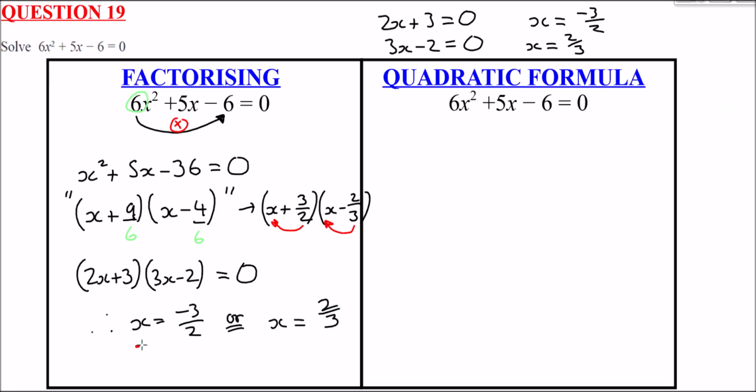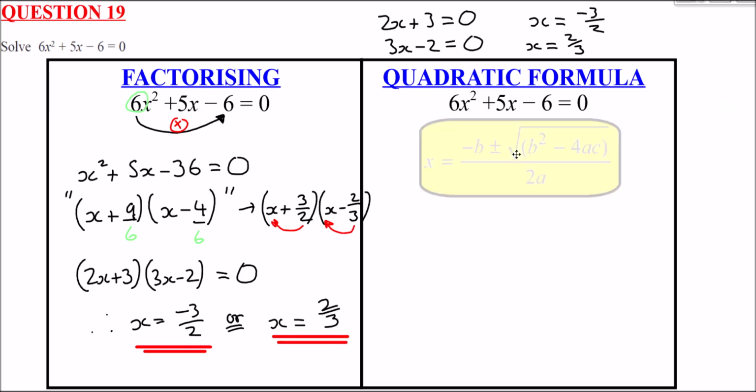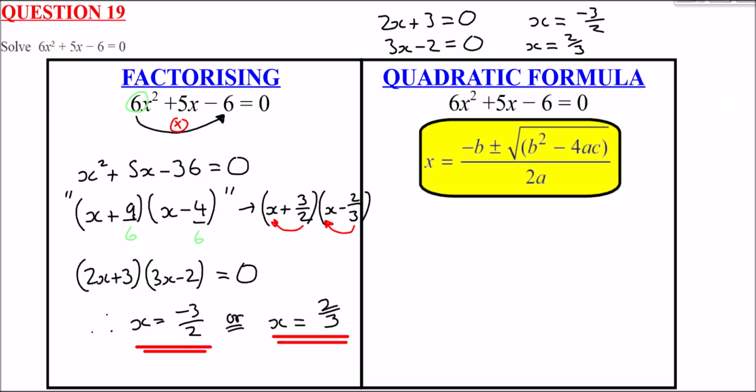I'm going to show you probably the safer method for a calculator paper, which is using the quadratic formula. To remind you what the quadratic formula is, it's this thing here, where a is the value in front of the x squared term. So our a in this case is 6. b is the number of x's, which is positive 5, so b is simply 5. And c is the constant number on its own with nothing to do with the x. So the c here isn't 6. That's a common mistake. c is minus 6.